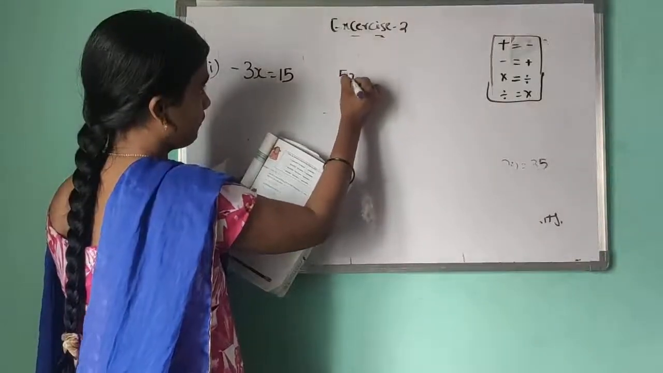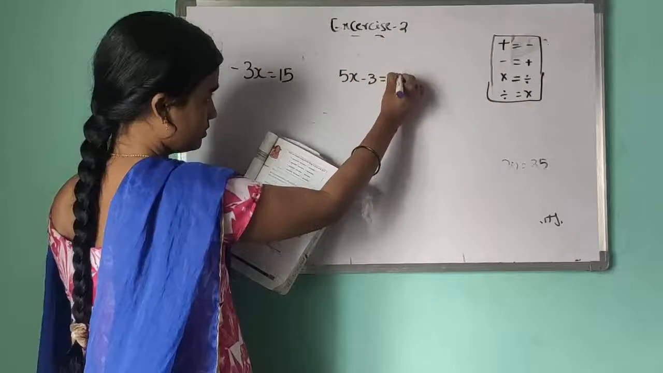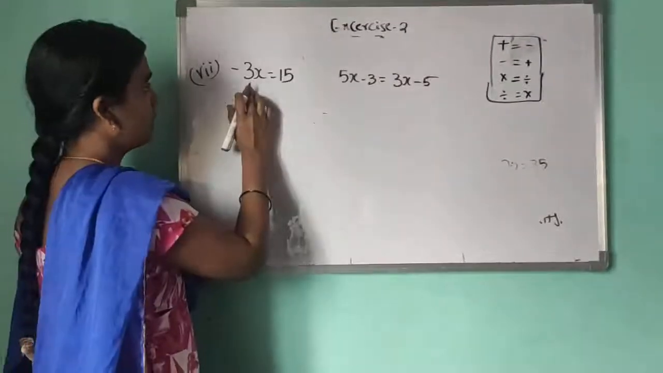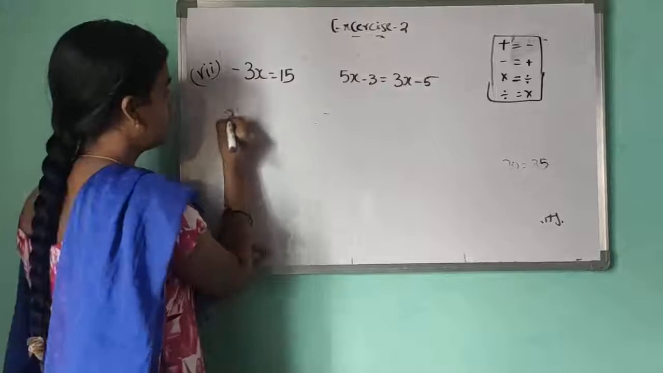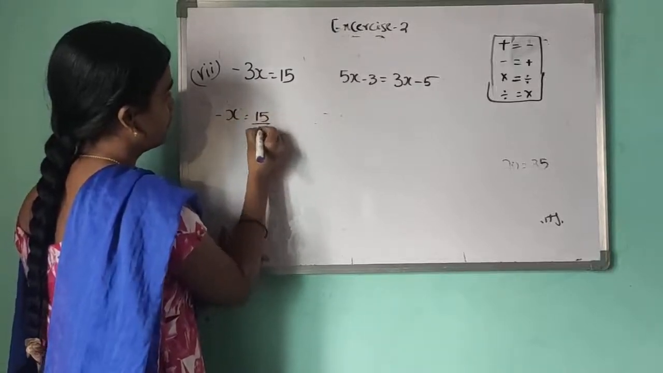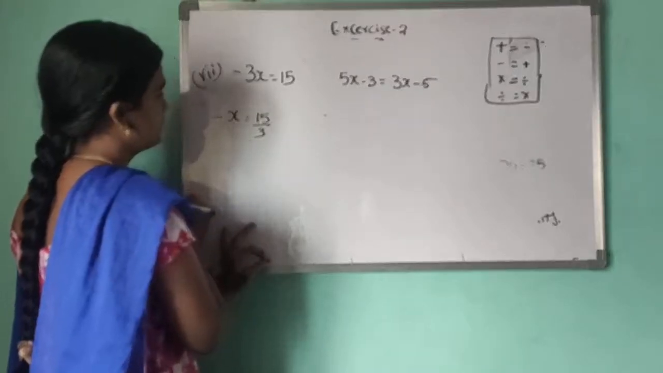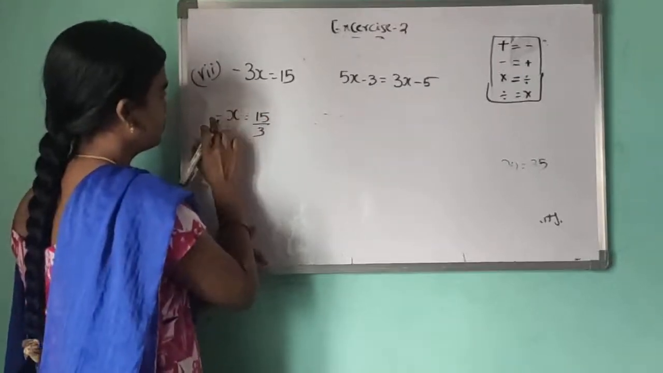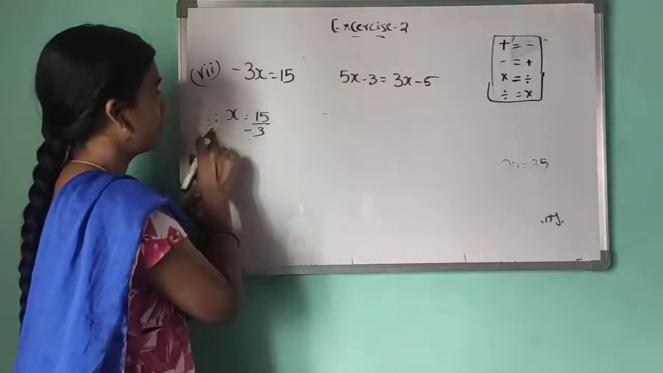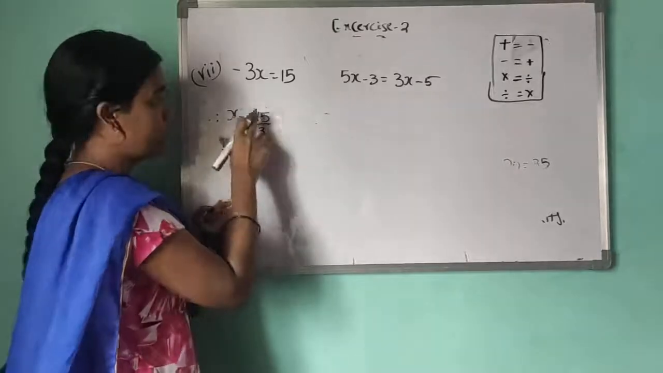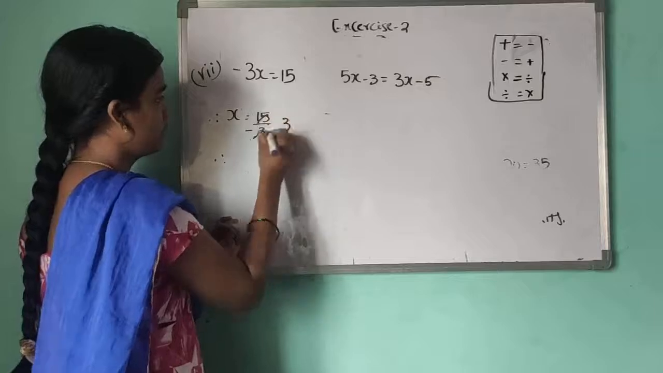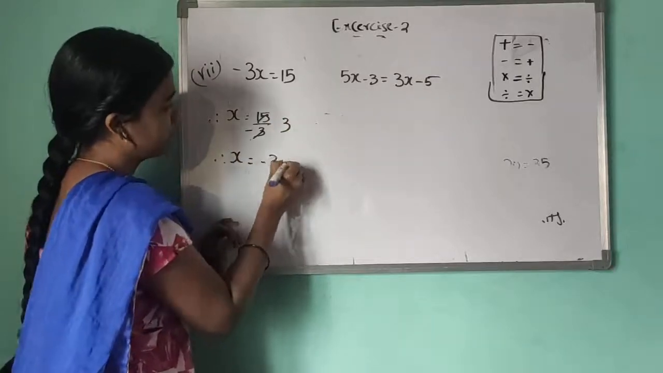Right? 5x minus 3 equal to 3x minus 5. Right? How can we do? Here multiplication becomes negative, right? Minus x is equal to 15 by 3. Sorry guys. Here we have to find the x value. So x equal to minus 15 by minus 3. How many times? 3 times. So x equal to minus 3.